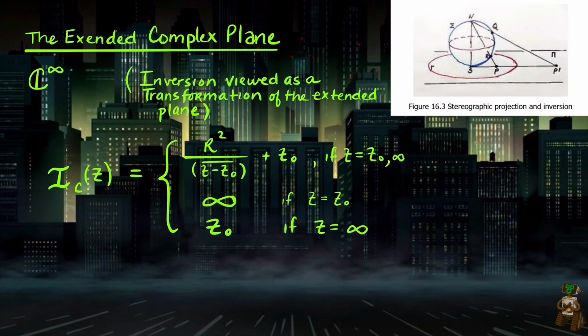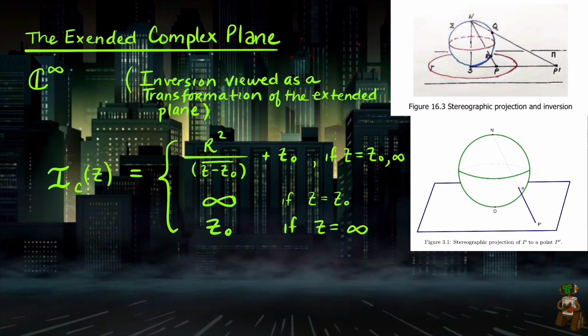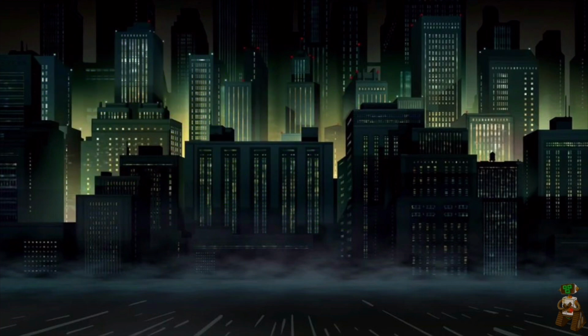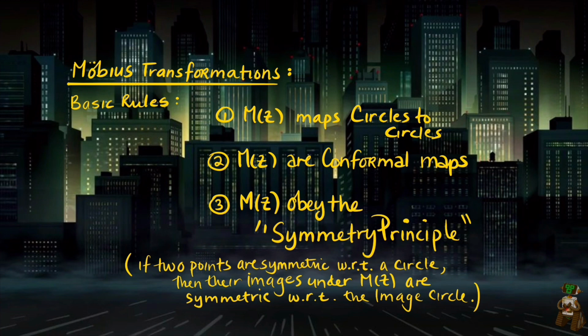Now, from this, we can get an idea of something called the extended complex plane, and that's through a stereographic projection of the complex plane onto a sphere, which is known as the Riemann sphere. The Riemann sphere fixes infinity. Now, Mobius transformations follow the basic rules. They map circles to circles, they're conformal maps, and they obey the symmetry principle. That is, if two points are symmetric with respect to a circle, then their images under the Mobius transformation are also symmetric with respect to the image circle.